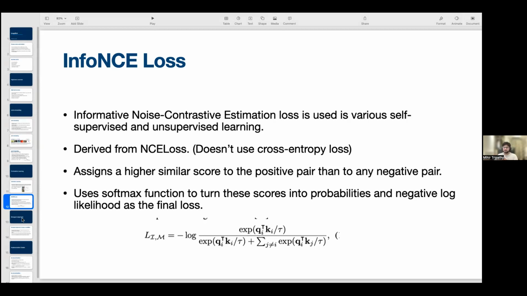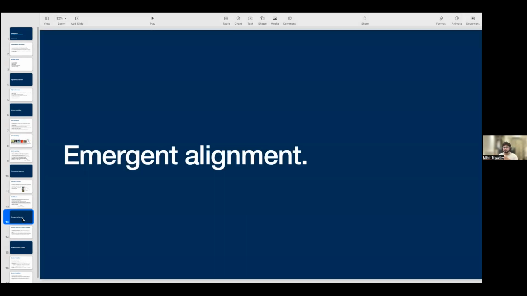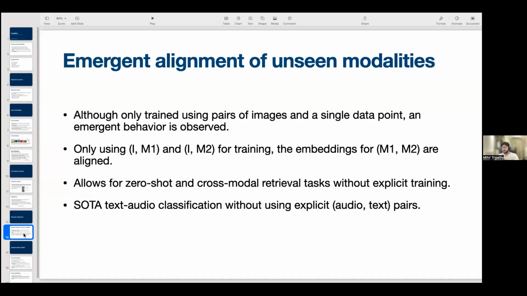What the teams have found out is there is a case of emergent alignment, which means aligning different modalities tends to align modalities with themselves even without explicit training. So this is what the paper talked about.